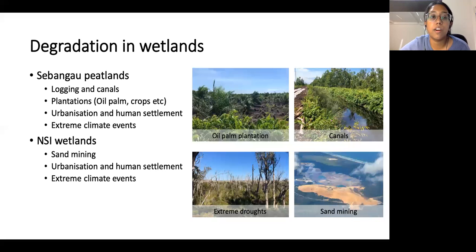For the Sabangau peatlands, a lot of land has been destroyed or deforested because of commercialized logging, as well as plantations such as oil palm plantations. And of course, when this happens, they usually construct canals either for irrigation purposes or to transport logs out of the catchment. And for the North Stradbroke Island, the main degradation is actually sand mining that results in a lot of deforestation, and it also affects the wetlands, which are usually in the neighboring sites. Urbanization and human settlements, such as construction of roads and houses, are similar for both sites. And extreme climate events such as El Ninos are also similar for both sites.